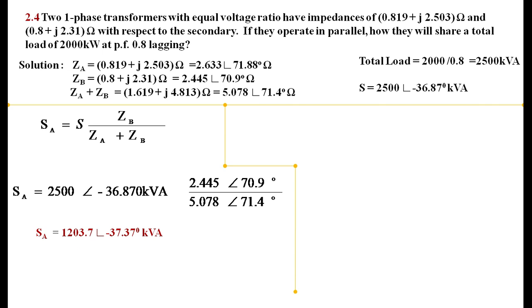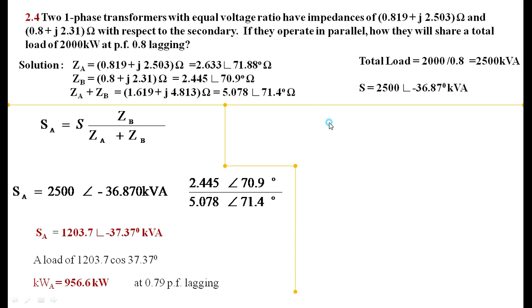1203.7 at an angle of minus 37.37 kVA. Then if you want to express this in terms of kilowatt, for the kVA you have to multiply by cos of 37.37. That is 1203.7 cos of 37.37, which is the load shared by the transformer A, 956.6 kilowatt at a power factor of 0.79 lagging. This 0.79 we are getting as cos of 37.37. This is how to solve the problem for SA.